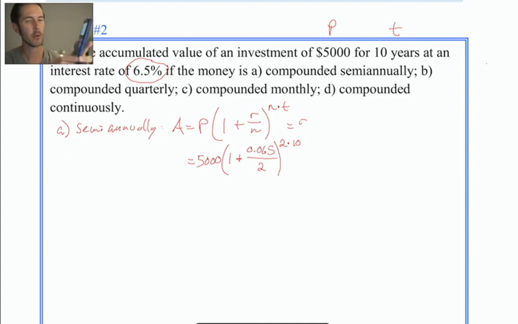I'm on my home screen where I can just do basic arithmetic. I type 5,000, and then I open a parenthesis, 1 plus 0.065 divided by 2, close parentheses. Oh, this calculator actually has the caret on it, that little upward V, or upside down V. So I hit the caret. It puts my cursor into the exponent position on this calculator.